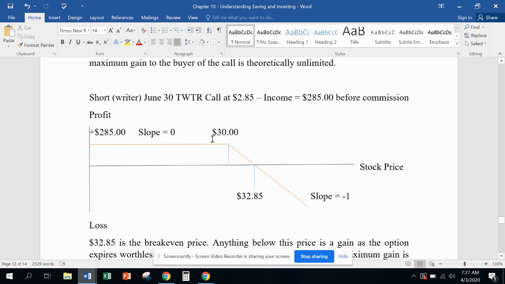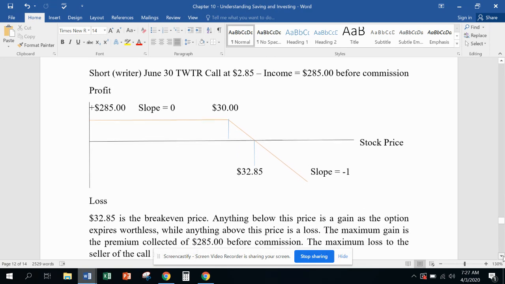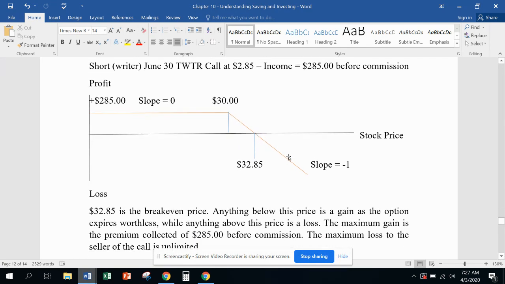They will make money as long as it's below that price, and they start to lose money if Twitter goes above 32.85. Okay, so if Twitter stays below 30, they keep 100% of the premium. So this is a nice little bit of income for them. Now, theoretically, though, the loss is unlimited.